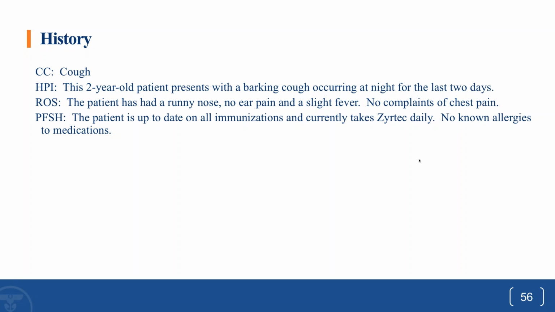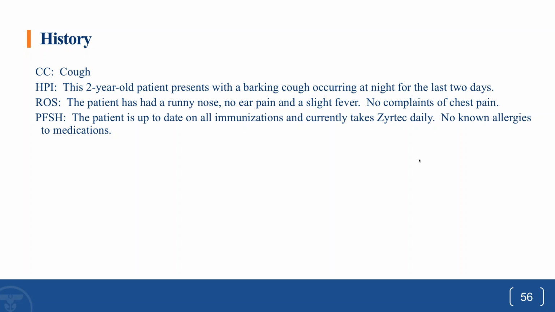The HPI, we already said, how many little bullet points are there? There's 8, right? Now let's see what's going on with the HPI. So we're chopping up an encounter, a progress note, right? Patient comes in with a cough. HPI stands for history of present illness. So this 2-year-old patient presents with a, what type of cough? A barking cough.